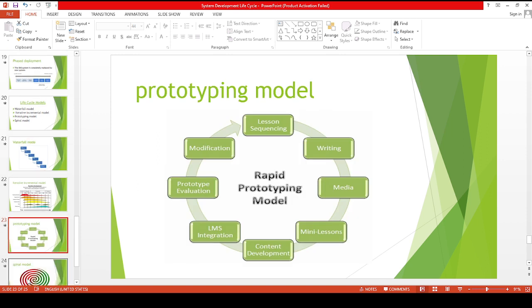Prototyping model is the same idea. Lesson sequencing. After we finish that, we can go to writing. After we finish that, we can go to media. But we can't go back to lesson sequencing again. We can go repeatedly only in repetition mode, otherwise iterative mode.